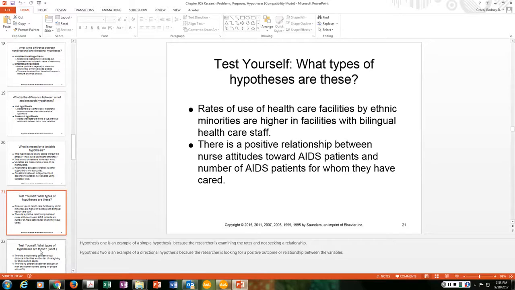What types of hypotheses are these? Rates of use of healthcare facilities by ethnic minorities are higher in facilities with bilingual healthcare staff. So that's hypothesis one. Okay, that's a simple hypothesis. The researcher is examining the rates and not seeking a relationship. The second hypothesis: there is a positive relationship between nurse attitudes towards AIDS patients and the number of AIDS patients for whom they have cared. So hypothesis two is an example of a directional hypothesis because the researcher is looking for a positive relationship between the variables.